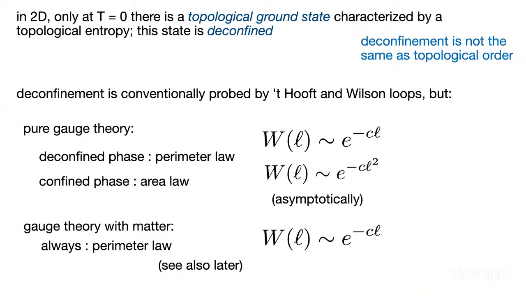Now, for most of what will follow, we will not see this. It will be enough to look at just the closed Wilson loop.